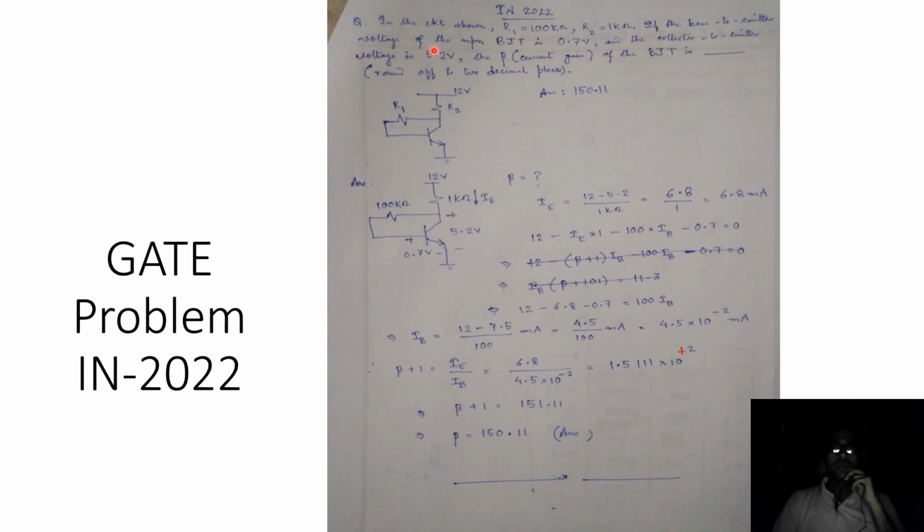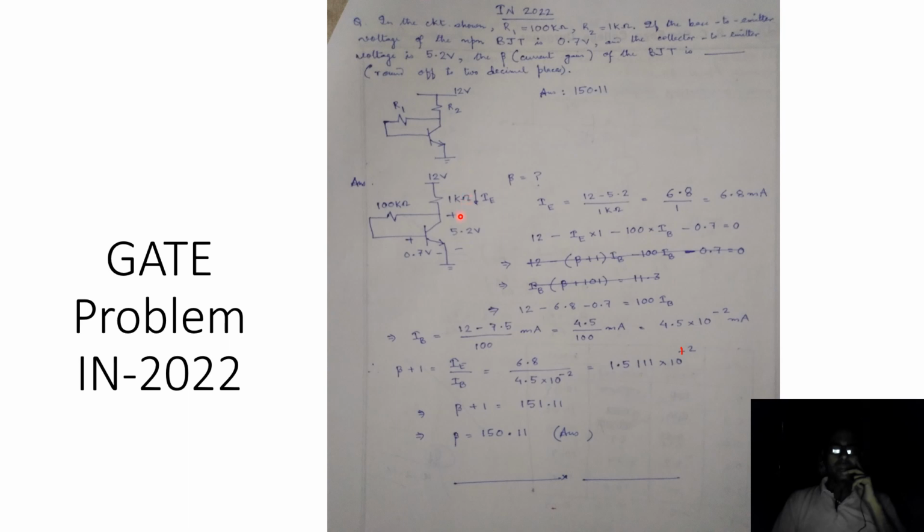If the base to emitter voltage of the NPN BJT is 0.7 volt and the collector to emitter voltage is 5.2 volt, the beta, which is the current gain of the BJT, is dash. The answer should be represented by rounding off to 2 decimal places. So this is a numerical type question, and this is the corresponding BJT based circuit.